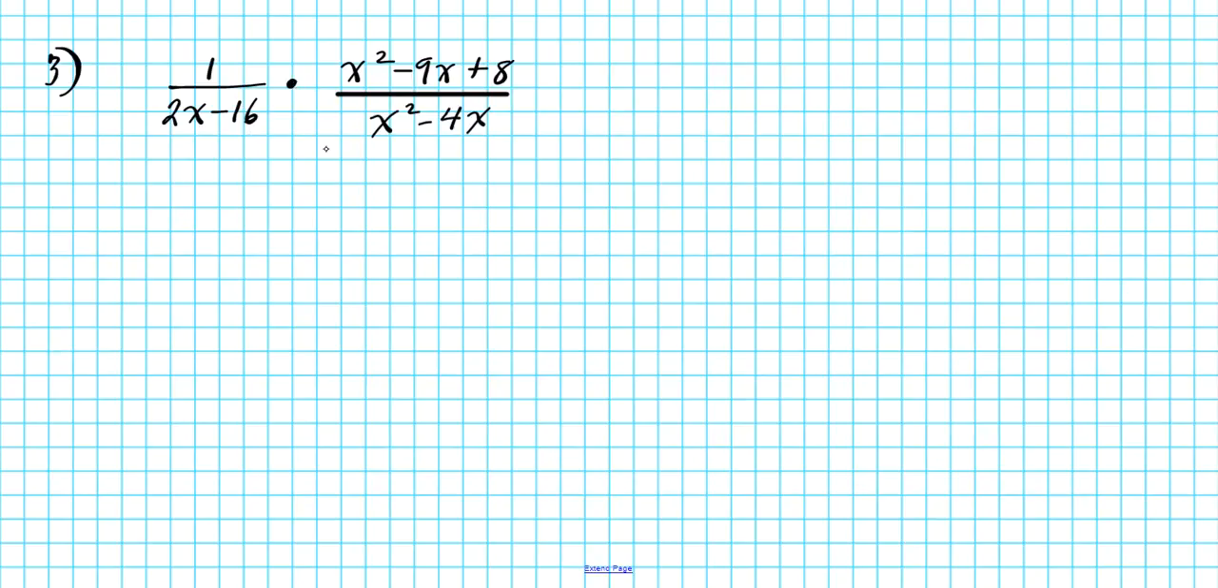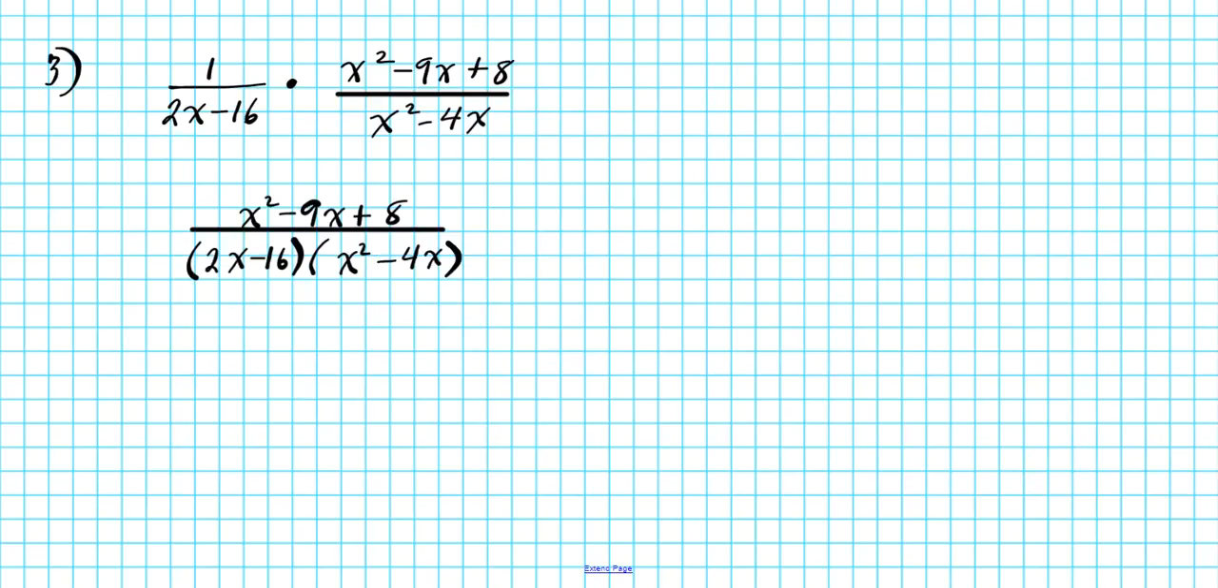We're just going to first of all multiply. When we multiply here, we'll simply have x squared minus 9x plus 8. 1 is a multiplicative identity, which means that when you multiply a number by 1, it doesn't change. So we just end up with that in the numerator. And in the denominator, we have 2x minus 16 times the quadratic binomial x squared minus 4x.